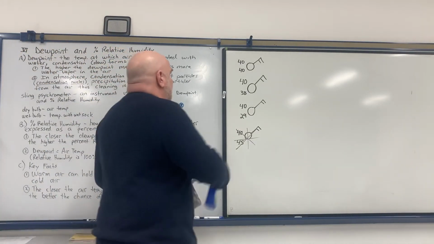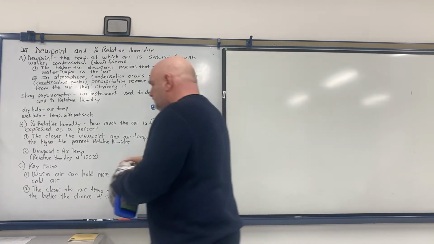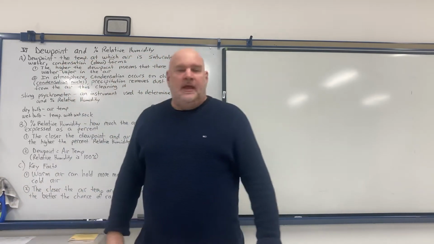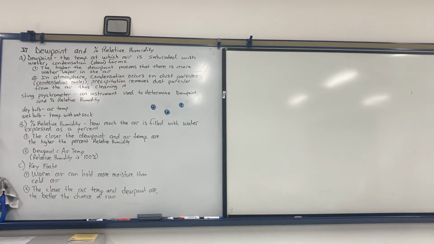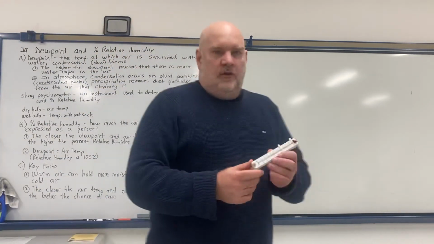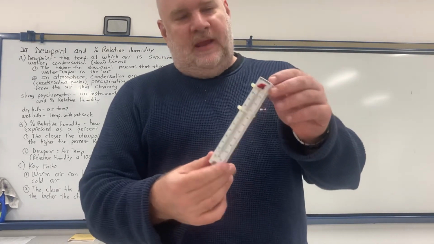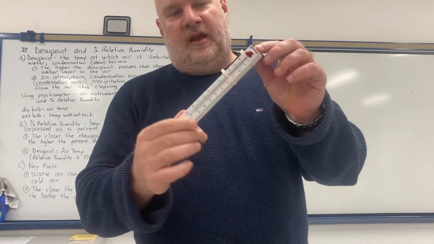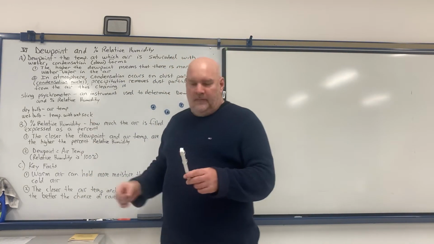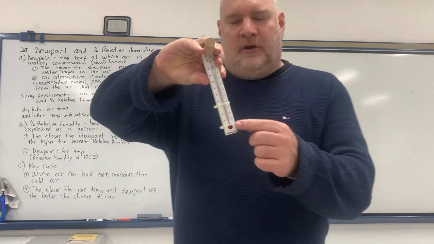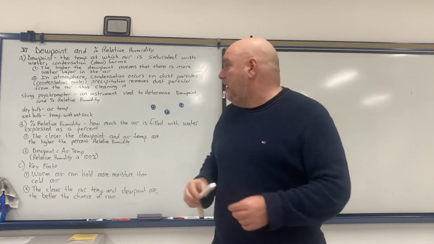Now, the device that we use to measure the dew point and the percent relative humidity is called a sling psychrometer. So here is one sling psychrometer right here. Basically it's a little device that has two thermometers on it, all right? One of the thermometers is called a dry bulb thermometer. It's just a regular thermometer, and it's just taking the air temperature. So dry bulb temperature is the same as the air temperature.